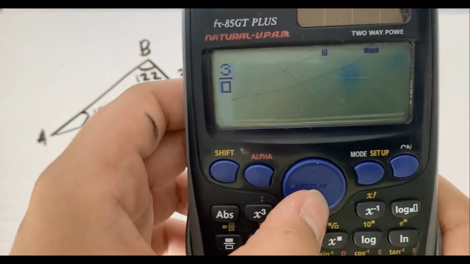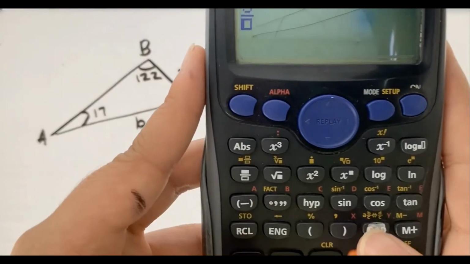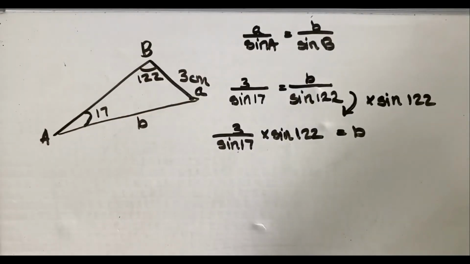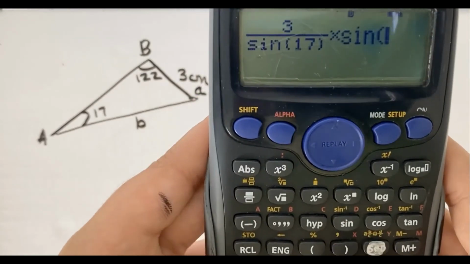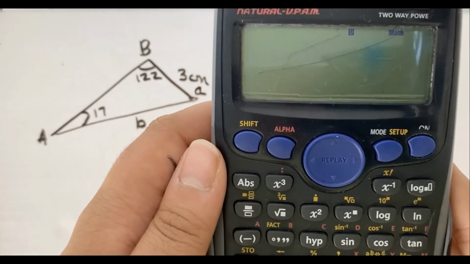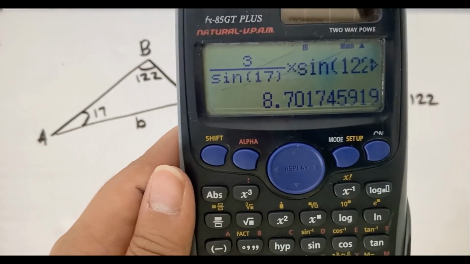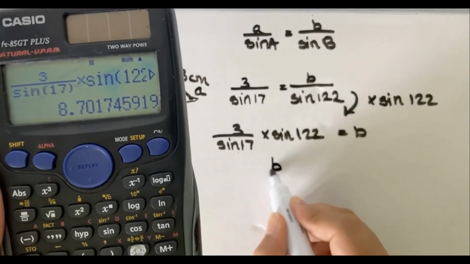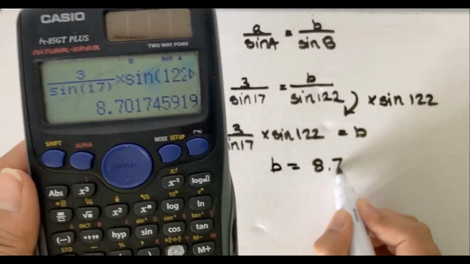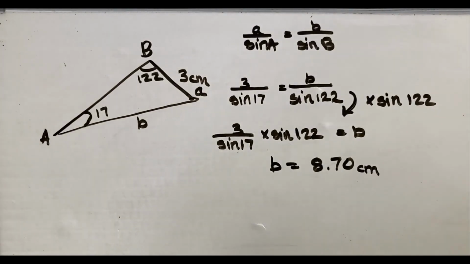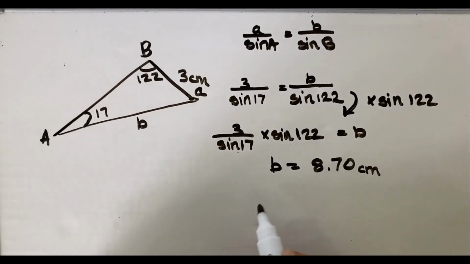Fraction 3 over sine 17, close the bracket, times sine 122. Now, we're going to leave our answer, like last time, to 3 significant figures. So we get 8.70 centimetres as our final answer. So, to clarify, b equals 8.70 centimetres to 3 significant figures.